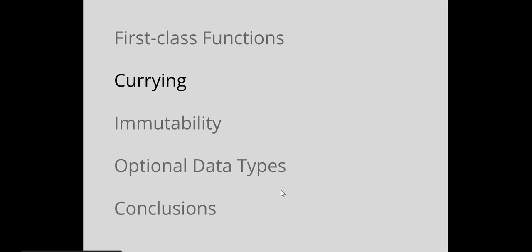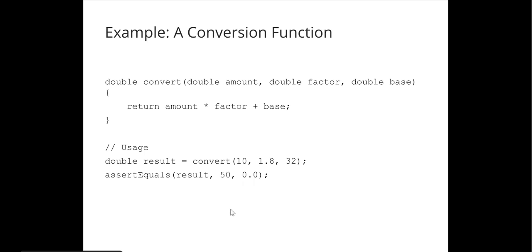Fantastic. So it sounds like first-class functions are a pretty useful concept there. But what about currying? Now, when you first hear currying, you might be thinking of food, but it's actually related to code. Throughout this section, we're going to have a little running example of a conversion function. This is when we're modeling a linear relationship between inputs and outputs. We've got an amount we want to convert, and then we have a factor we're going to convert it by, which we multiply by, plus a base. So kind of y equals mx plus c. For example, by using a factor of 1.8 and a base of 32, we can convert between Celsius and Fahrenheit.